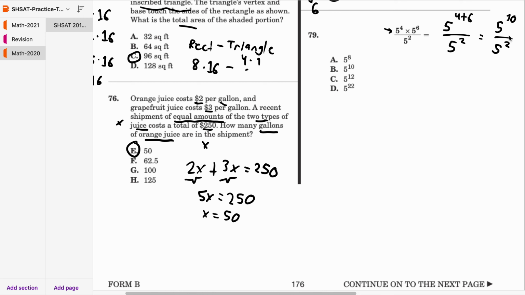And then when I divide two things like this with the same base, I can just keep the base and subtract the exponents. So this would be 5 to the 8th. So that would be our answer. That would be A.